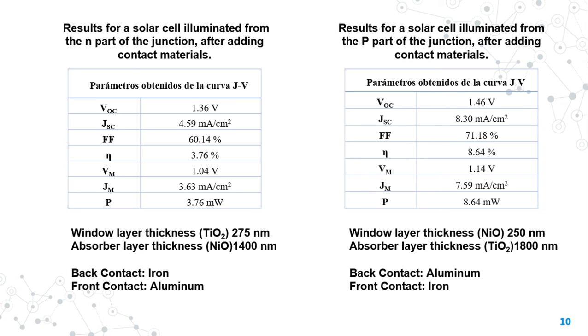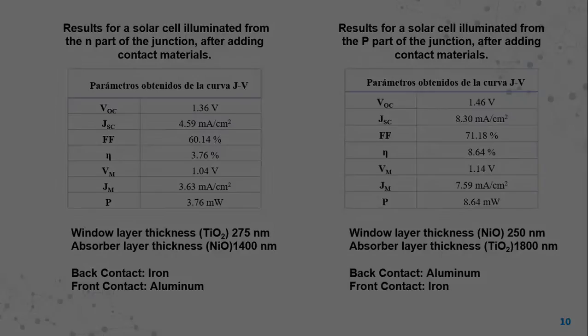Now we have the same contact materials and very similar thicknesses for the window and the absorber layer. So it can be inferred that when we illuminate the solar cell from the P side of the region, the solar cell works as a normal solar cell, because in this way it has the best properties for working.